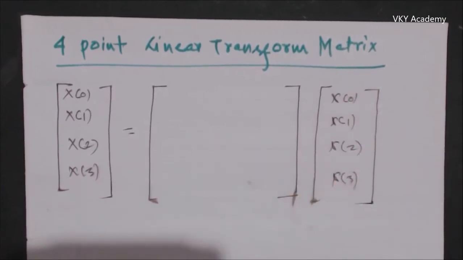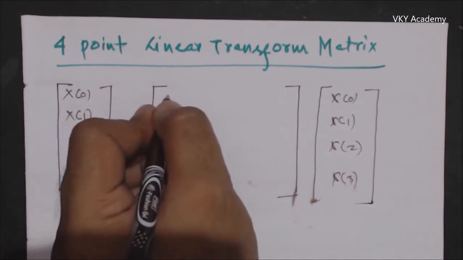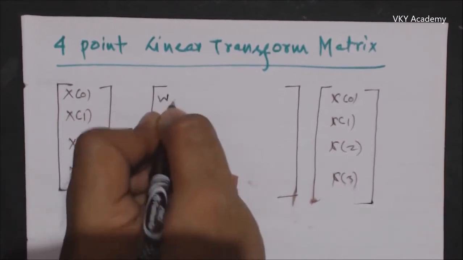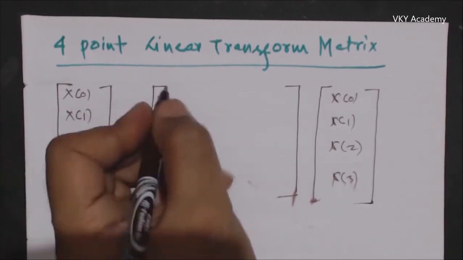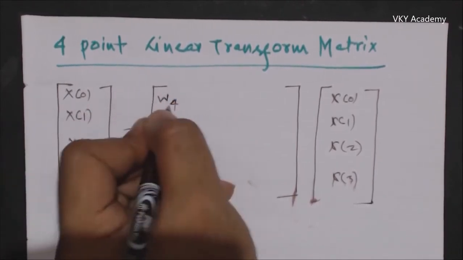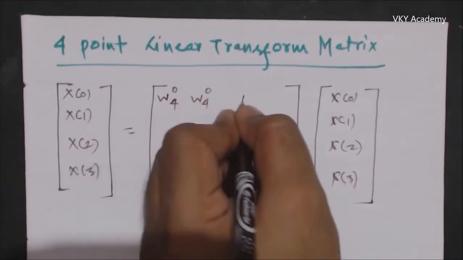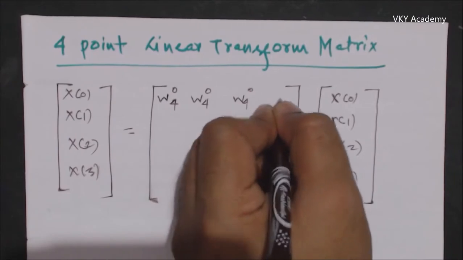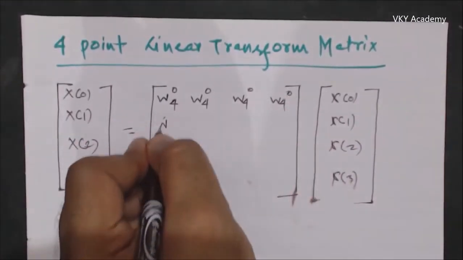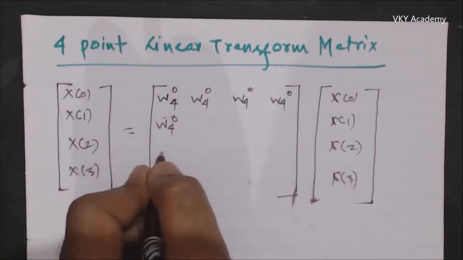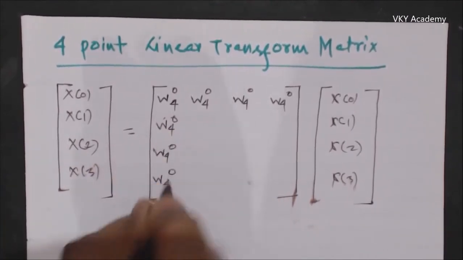Now let us fill this W matrix. As we know, the first row and first column have W to the power 0. As we are calculating a 4-point DFT, the subscript will be 4: W4 to the power 0, W4 to the power 0, W4 to the power 0, W4 to the power 0. This will be W4 to the power 0, W4 to the power 0, W4 to the power 0.